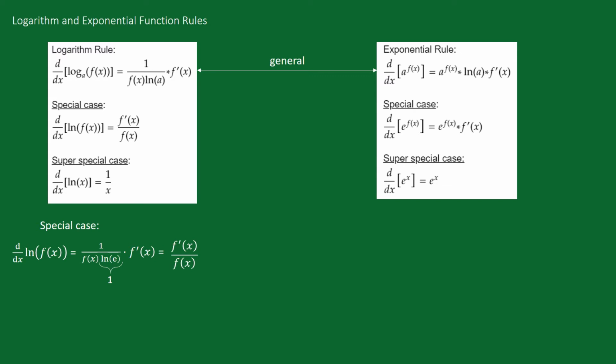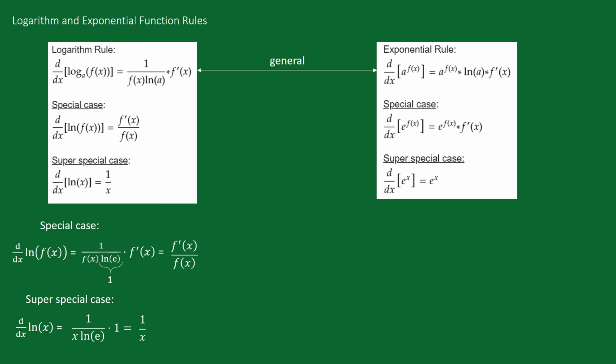Then, if we apply the general rule for log to natural log of x, we get that the derivative of natural log of x is equal to 1 over x times natural log of e times 1, which is equal to 1 over x when you simplify.